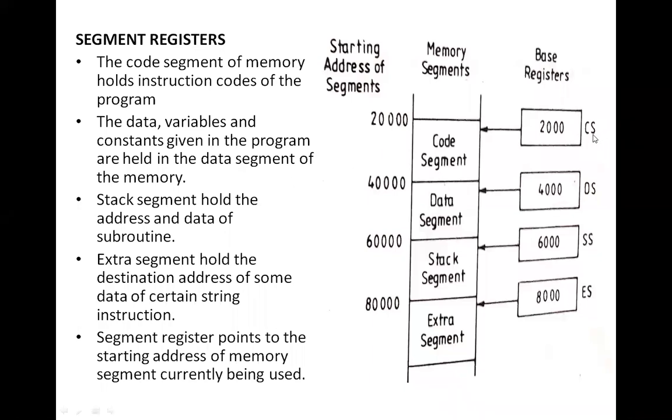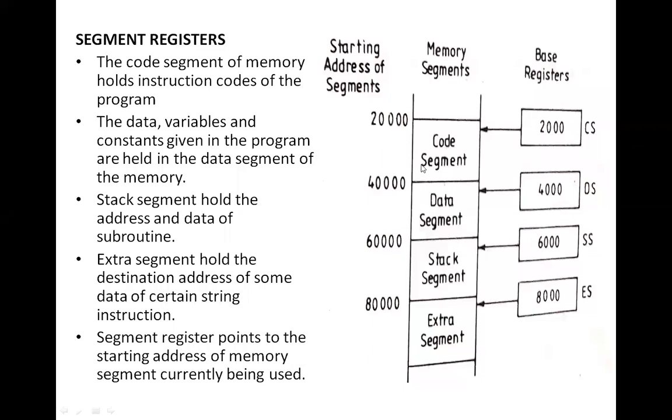If we say that CS is representing 2000, it means the code segment will be starting from 20000. So normally the segment register represents the starting address of that particular segment, in which the memory has been divided into different segments.